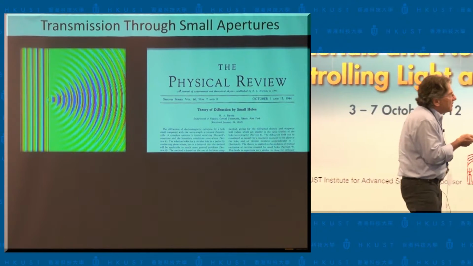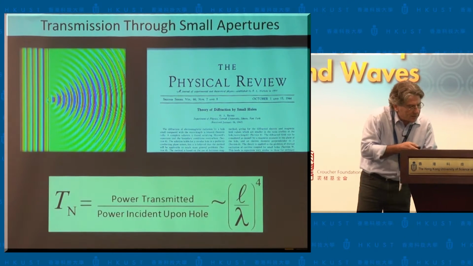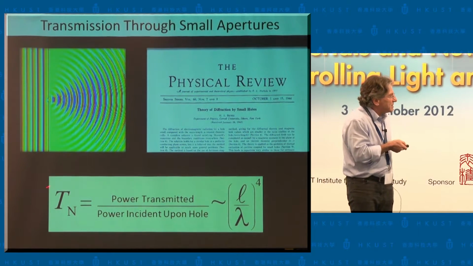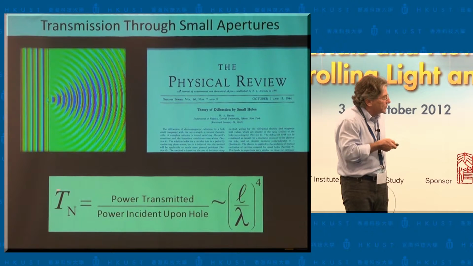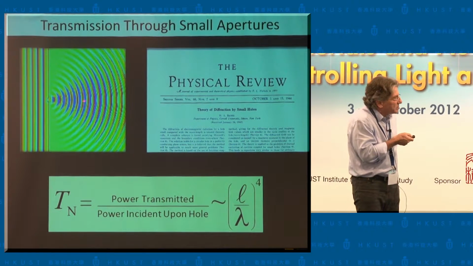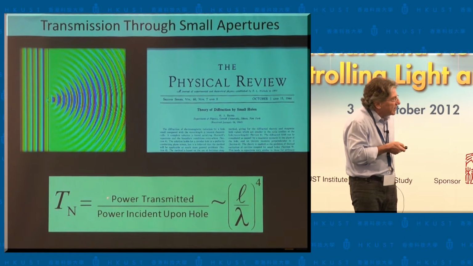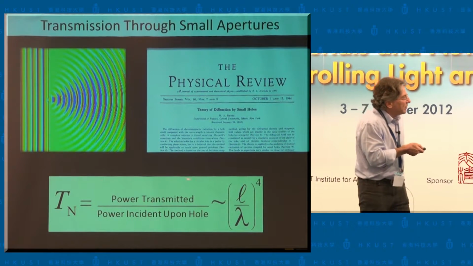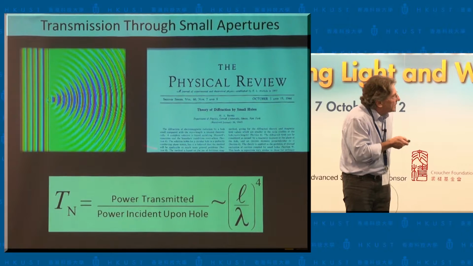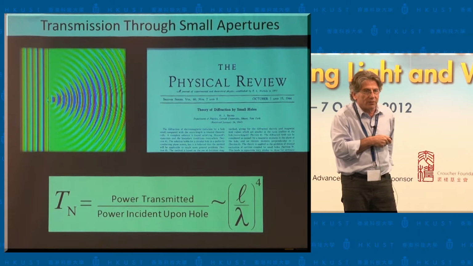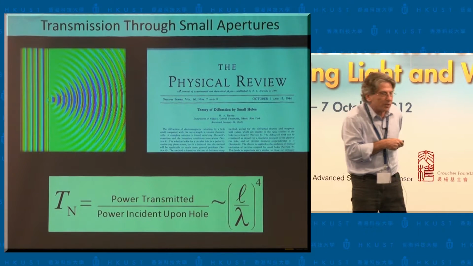And what he found is the ratio between transmitted power, a way to tell you how much of a wave gets transmitted through a hole. What you do is you take the total transmitted power divided by the power incident upon the hole. He found that it was the ratio of L, the size of the hole, divided by lambda, to the 4th power. It's a very small number.